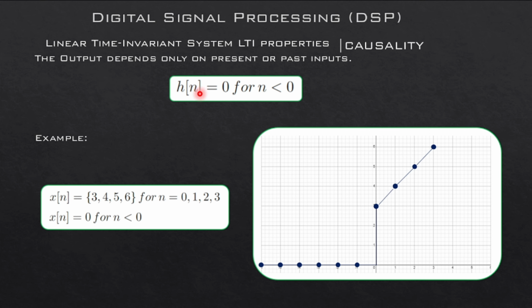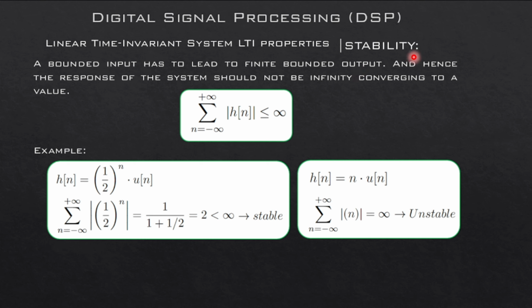All right, so hn is equal to 0, or the response of the system, to be clear, is equal to 0 for n less than 0. Okay, so xn equals 3, 4, 5, 6 for n equals 0, 1, 2, 3. However, it is 0 for whatever value of n that is less than 0. That's causality. Stability. So what do we mean by stability?